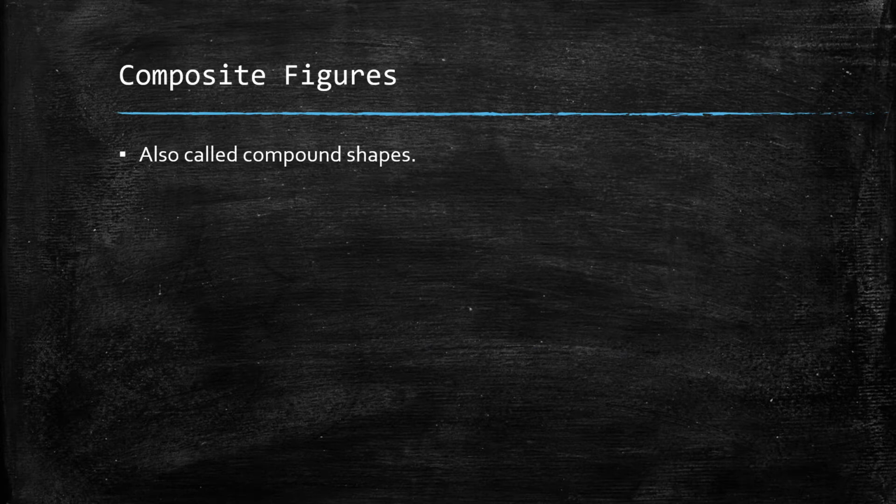Okay, so sometimes you'll see that a composite figure is called a compound shape, which makes perfect sense. You know from your English classes, a compound sentence is two or more sentences that have been put together. So a compound shape, a composite figure, is just two or more shapes put together, and so it's made up of more than one shape.